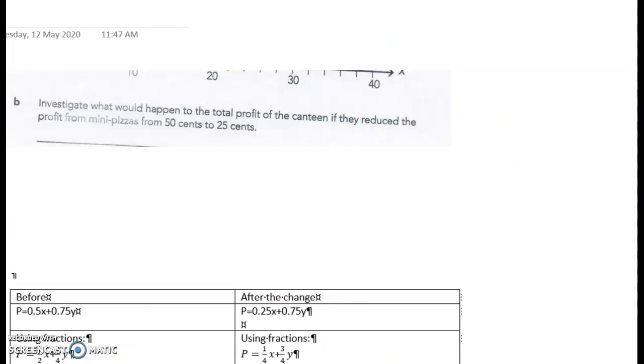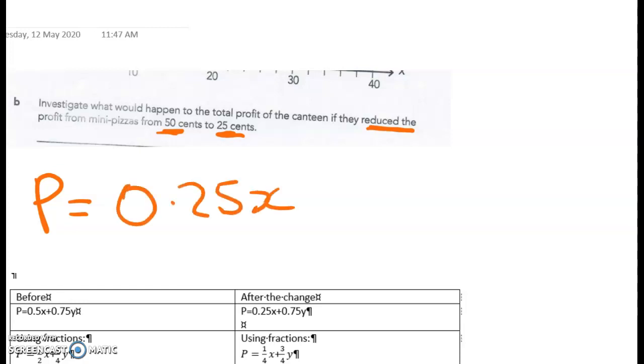Where's part B gone? Right, investigate what would happen to the total profit of the canteen if they reduced the profit from the mini pizzas from 50 cents to 25 cents. So our profit function would change, and it would be 0.25x plus 0.75y.